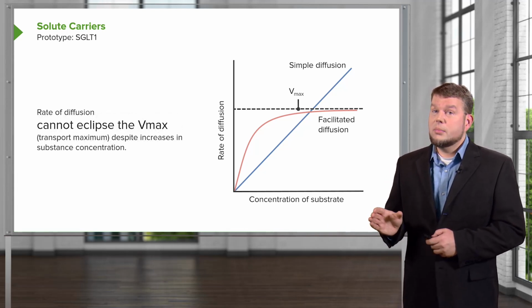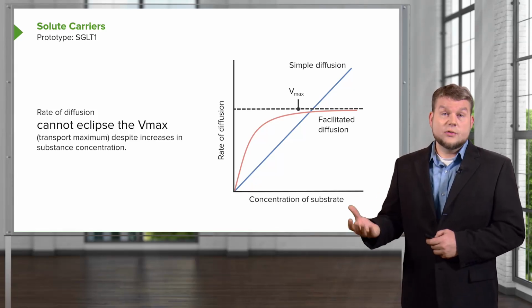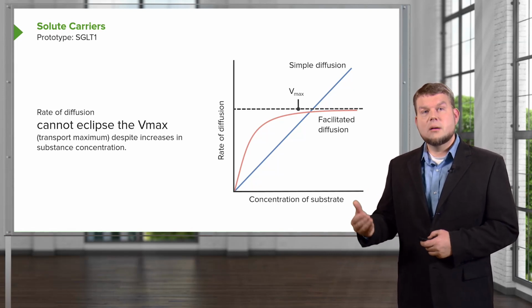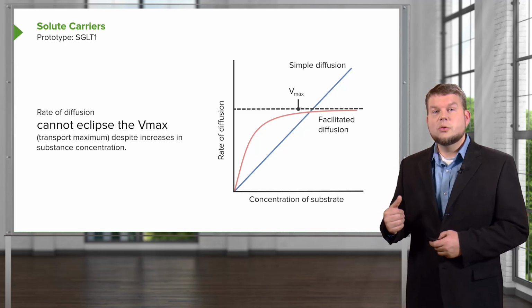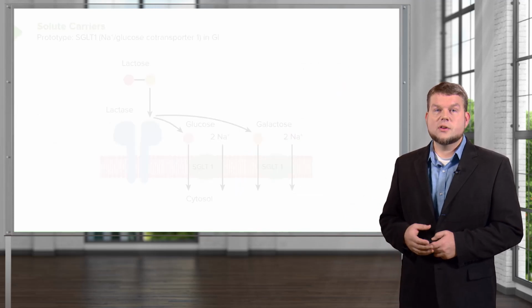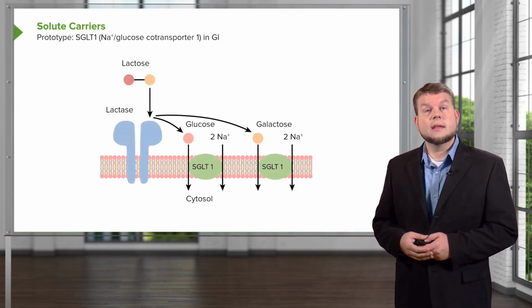The one problem with a solute carrier is that you only have a certain number of solute carriers, and eventually you can eclipse the number of carriers that you have available. And if you do that, you can then have the substance spill over. This sometimes occurs in places like the kidney, which we'll get to in a few slides.